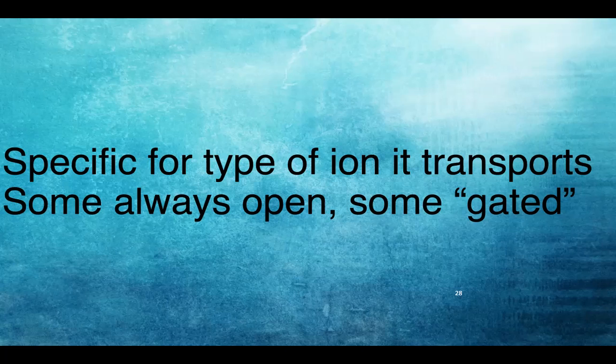And next year, when I teach you about the nervous system and how nerve impulses are transmitted through neurons, you'll get to see exactly what I mean by gated. But in general, gated just means that they're closed until they need to open. And then there's some kind of signal that tells them to open.